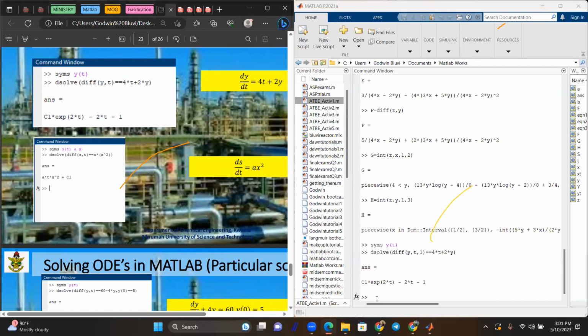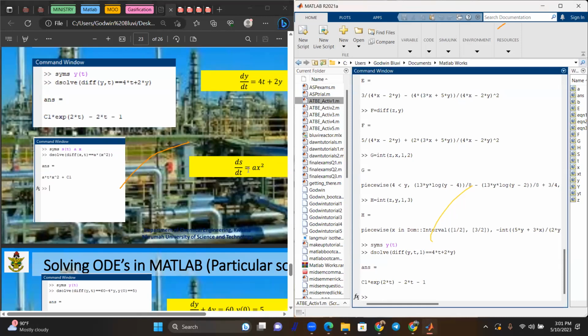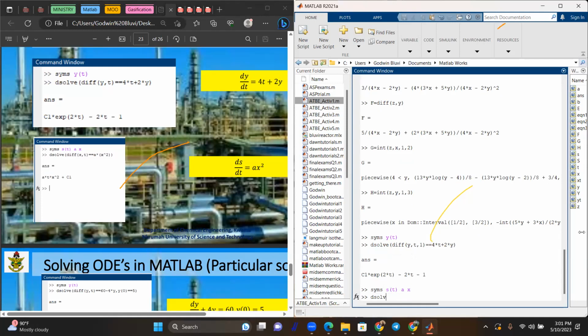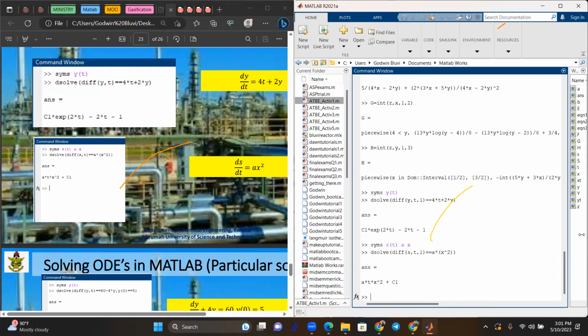So you see, for this question, because a and x are not part of the derivative function, in that case we have to name a and x as symbolic. We have to name them as symbols too. So syms s of t, then a, then x. Do you understand? So dsolve, open bracket, diff s, comma t, the first derivative, double equal to a times x squared. Close the bracket, enter. So this is our answer. Do you get it? Great.